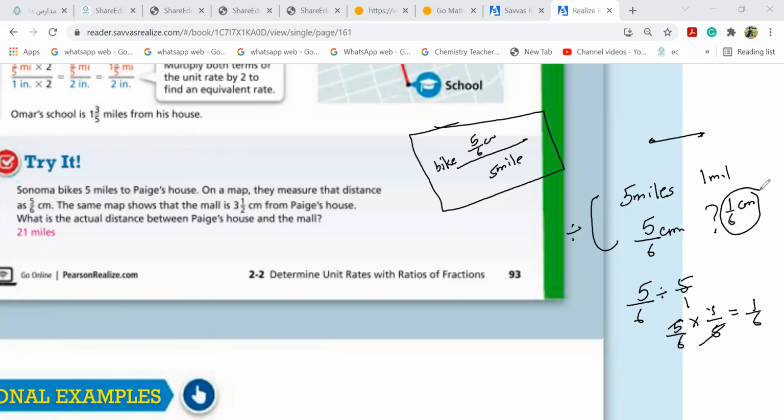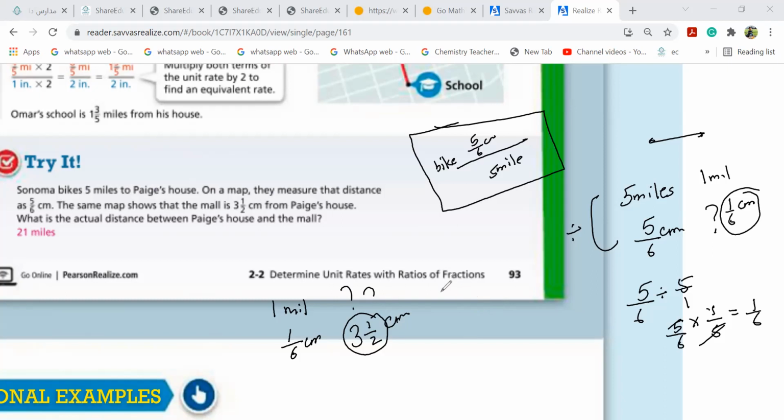How much did I get? 1 mile in the map is 1/6 centimeter. So 3.5 centimeters is how many miles? Girls, don't you think you have to change this? 1 mile is 1/6 centimeter. So 3.5 centimeters is how much?